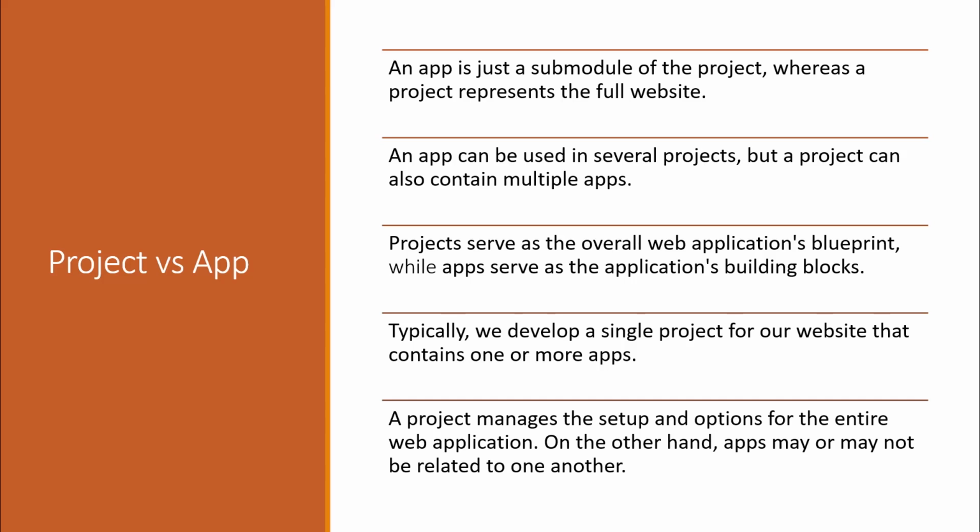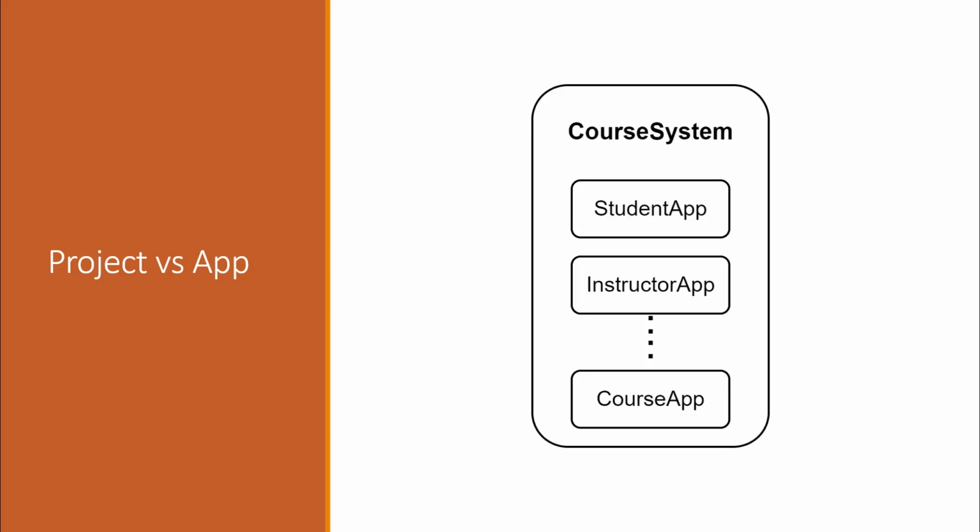Typically, we develop a single project for our website that contains one or more apps. A project manages the setup and options for the entire web application. On the other hand, apps may or may not be related to one another. So let us understand this with the help of an example.